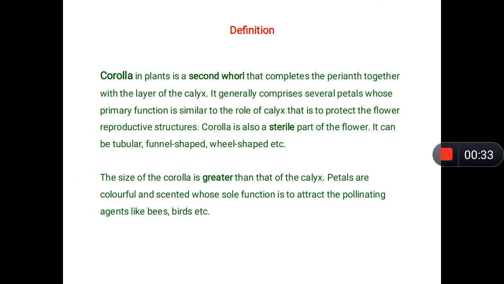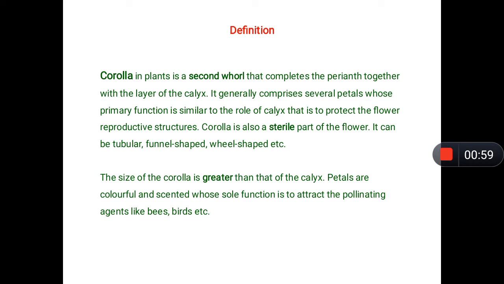What is the definition of corolla? Corolla in plant is the second whorl that completes the perianth together with the layer of the calyx. It generally comprises several petals whose primary function is similar to the role of calyx, that is, to protect a flower's reproductive structure.